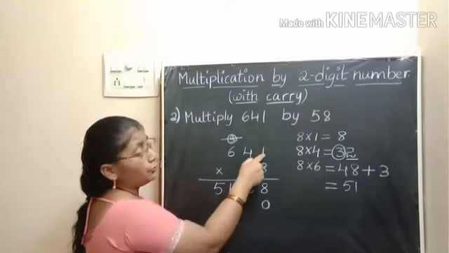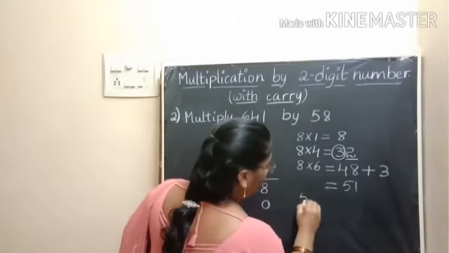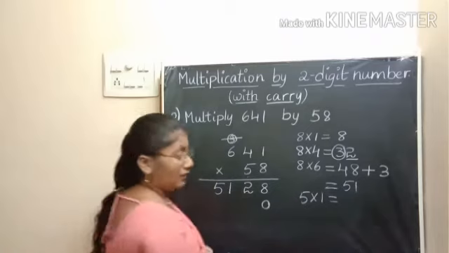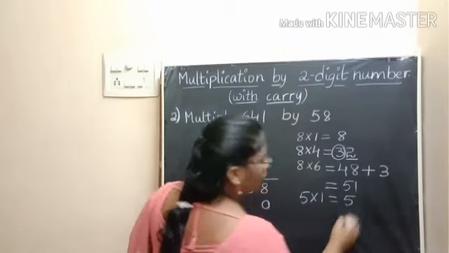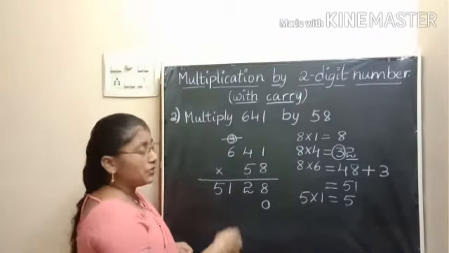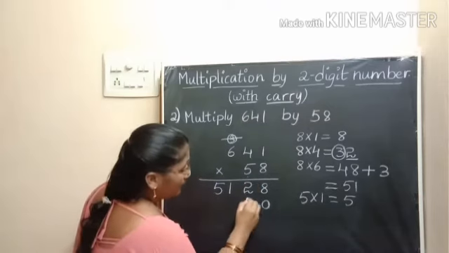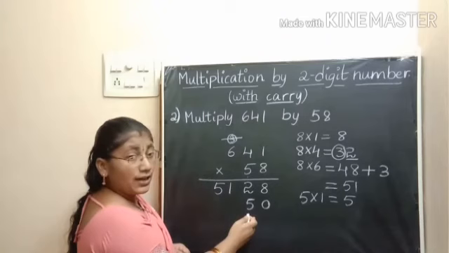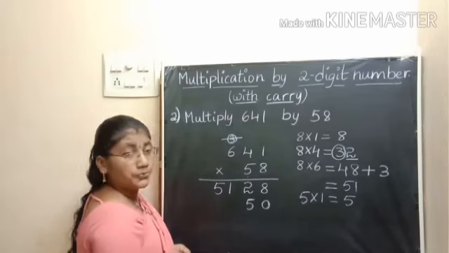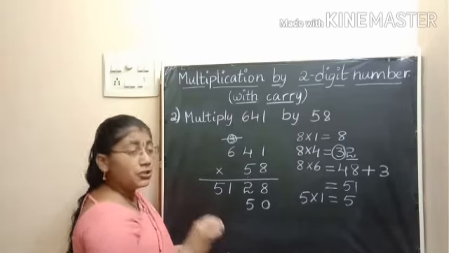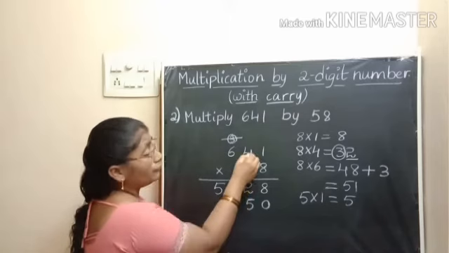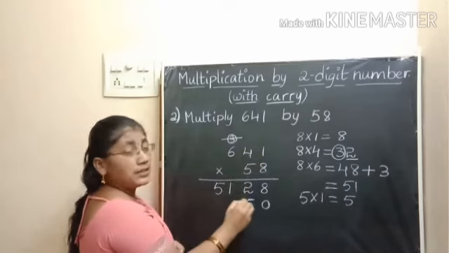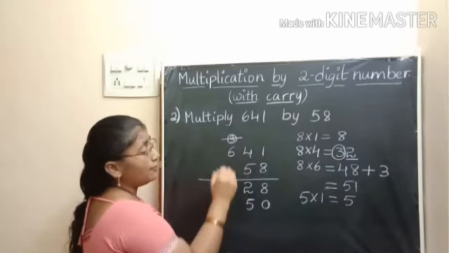Take 5 into 1. How much is it? 5 ones, or 5. There is no carry to pass to the next place. So simply write 5 in the corresponding place. We should write 5 below 2. Understood? Next we should take 5 into 4, the digit in tens place. This is the digit in tens place. So we should multiply 5 and 4.